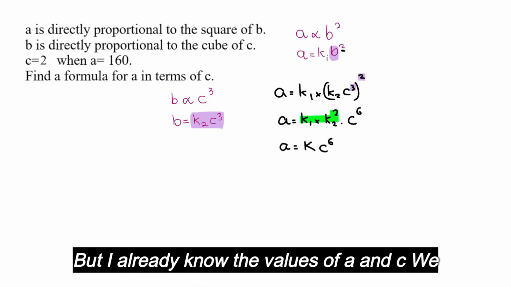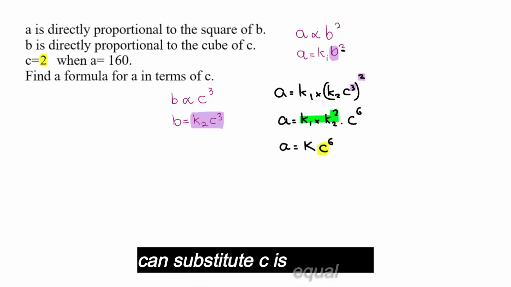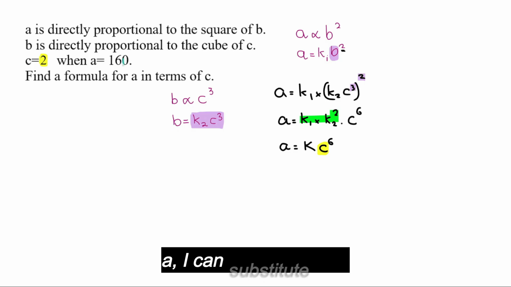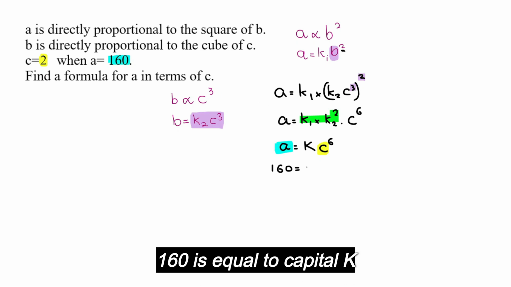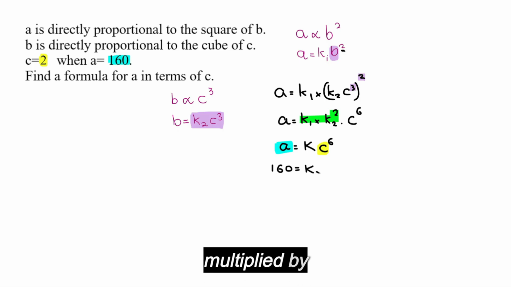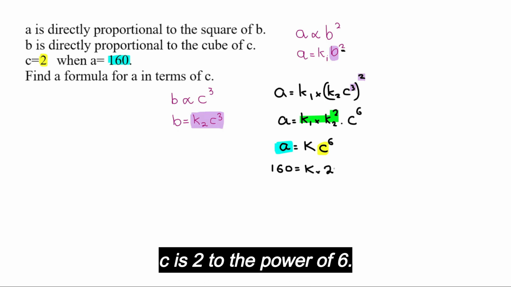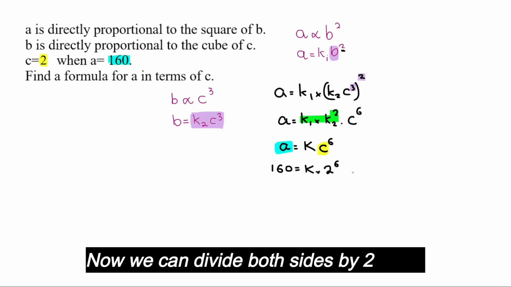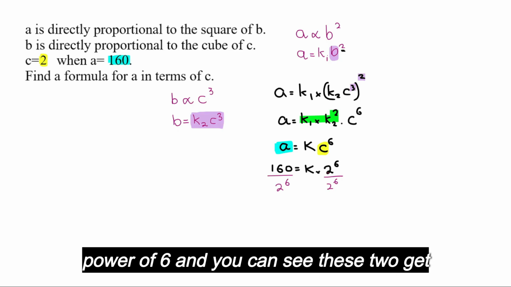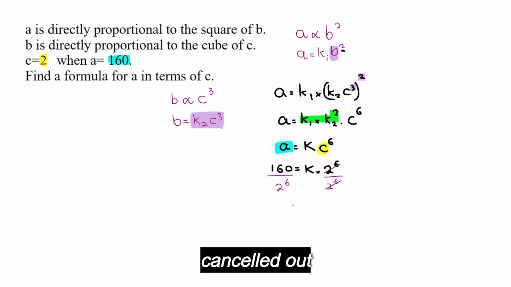But I already know the values of A and C. We can substitute C is equal to 2, and for A, I can substitute 160. So let's do this carefully. 160 is equal to capital K multiplied by 2 to the power of 6. Now we can divide both sides by 2 to the power of 6, and you can see these two get cancelled out, and I get my value of K as 2.5.